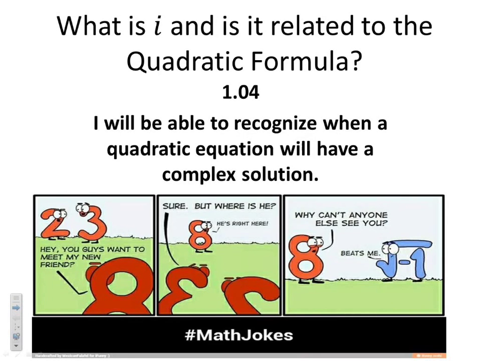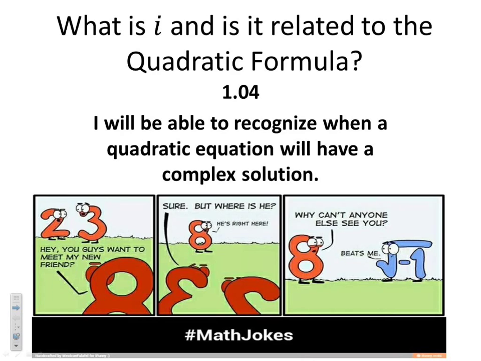Welcome to Unit 1, Lesson 4. In this lesson, hopefully, by the end of it, I will be able to recognize when a quadratic function will have a complex solution. And you probably don't know what that means yet, but we're working on that.